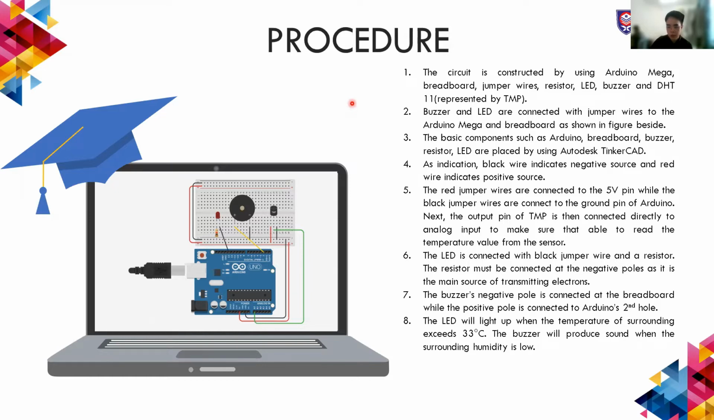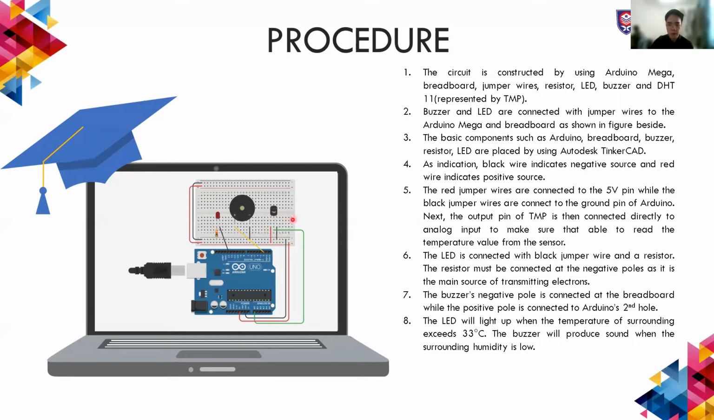Today I'm going to talk about the procedure of our experiment. First of all, the circuit is constructed by using Arduino Mega, breadboard, jumper wires, resistor, LED, buzzer, and DHT11. In the Tinkercad, there is no DHT11 component, so I replace it with DMP, which has almost the same function.